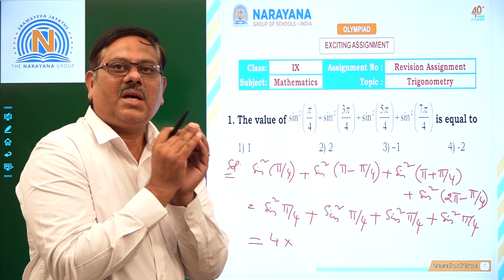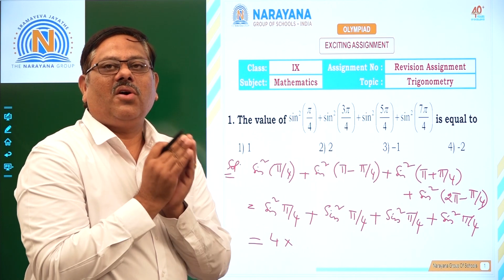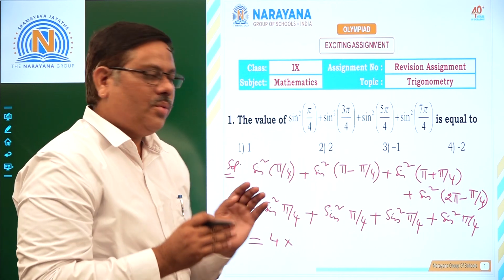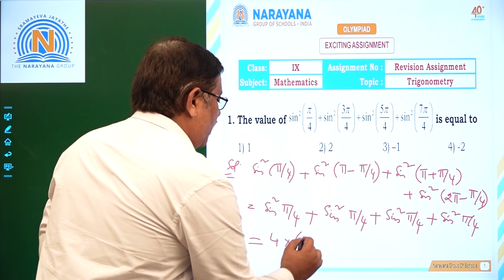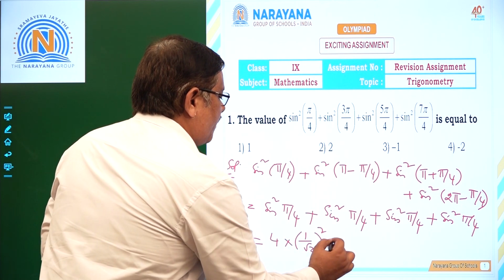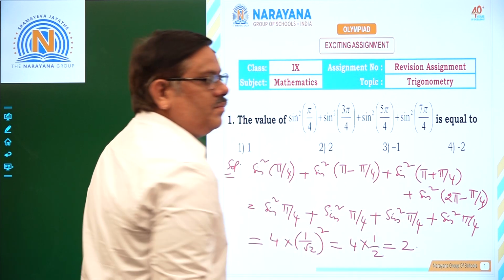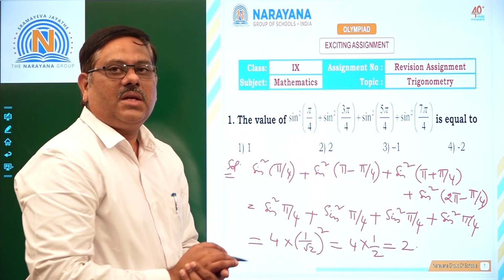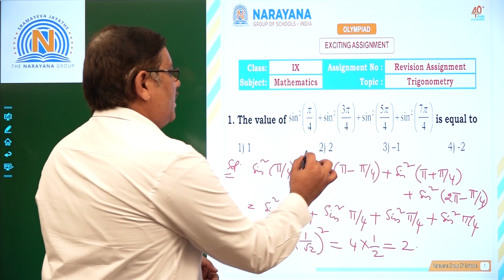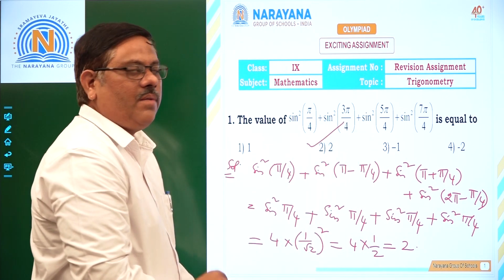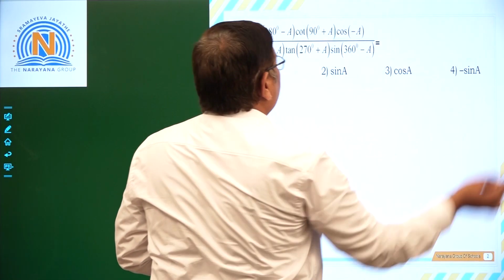Sin pi by 4 is sin 45 degrees. Sin 45 degrees value is 1 by root 2. Anyway you have square for that, so it is 1 by root 2 whole square. So that is 4 into 1 by 2, that is 2. So the answer for this question is 2, which is the second option for us. Now let us see the next question.